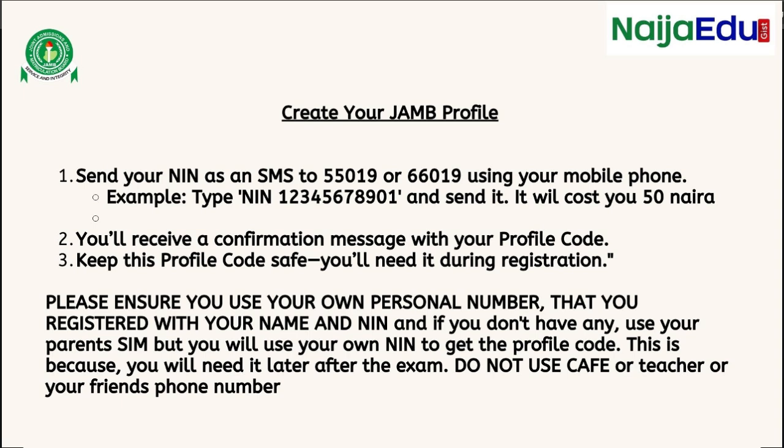If you are somebody that has done JAMB before, you have to make use of the previous phone number that you used for the JAMB registration. You can't use another phone number since you have already used your NIN to create a JAMB profile code before. So if you have done JAMB before, make sure you look for the phone number that you used earlier to register for JAMB. Keep this profile code safe. You will need it for your registration.